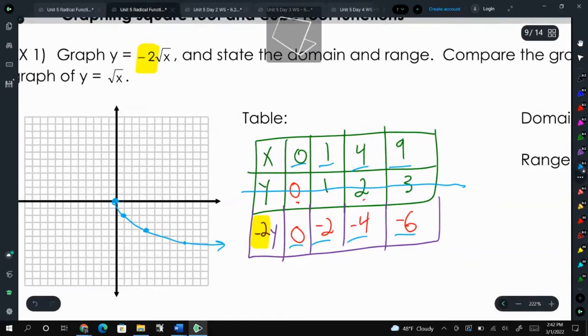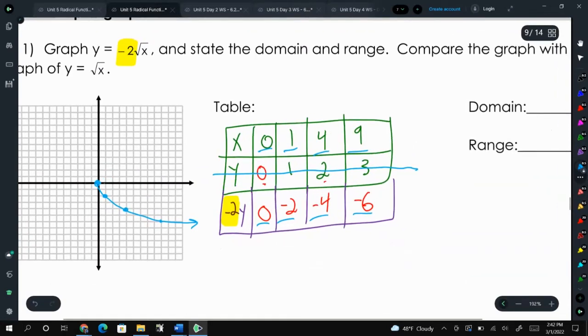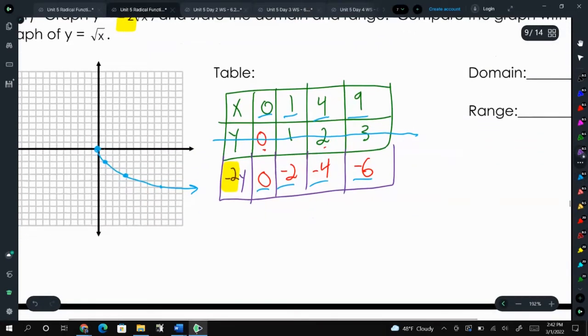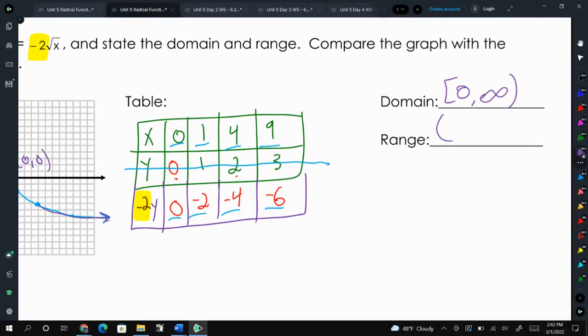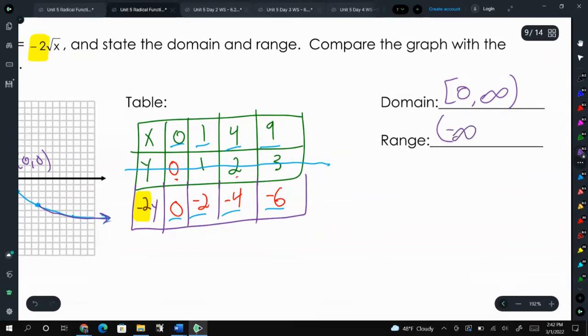So now our domain and range. Well, our domain and range is always going to be dependent on the starting point right here, and in this case, it is 0, 0. Domain is going to be 0, infinity. And our range, since the y values are going down, they're eventually going to go all the way down to negative infinity. It's going to go down very slowly, but eventually it will get there. So the range is negative infinity, 0.